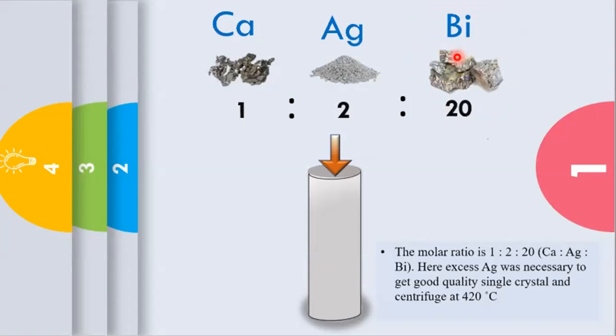Okay. And another small question. When you separate this flux by centrifuging, is there any residue of the flux that remains on the crystal?